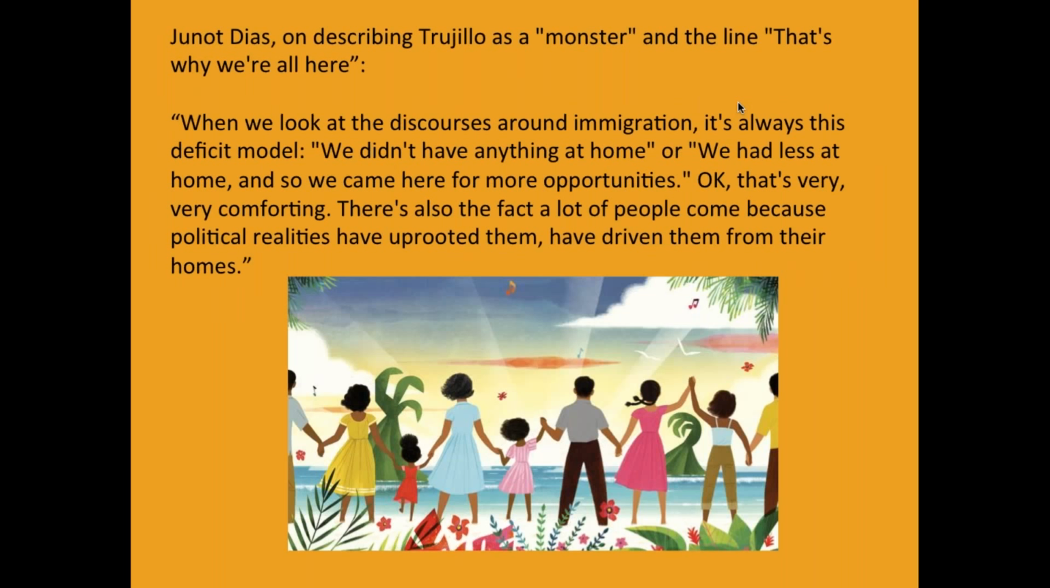Junot Diaz describes Trujillo as a monster, though in the book Trujillo is never mentioned. Finally, a wise older man tells her that they fled because of a monster. And Diaz says that when we look at the discourses around immigration, it is always this deficit model, as in we didn't have anything, we had less. He's trying to say that that's not always the case, that often people left a place when they had a lot of very valuable things, but they still had to leave because of political realities that uprooted them and drove them from their homes.